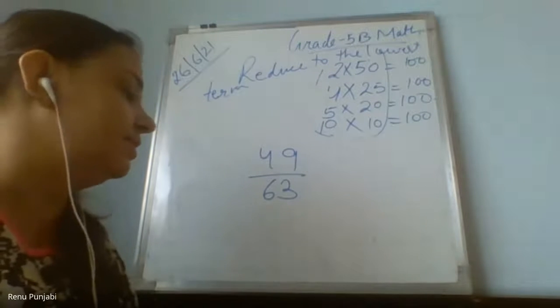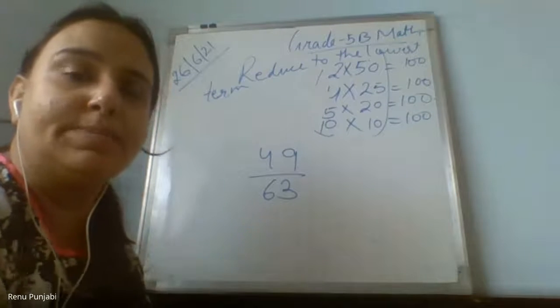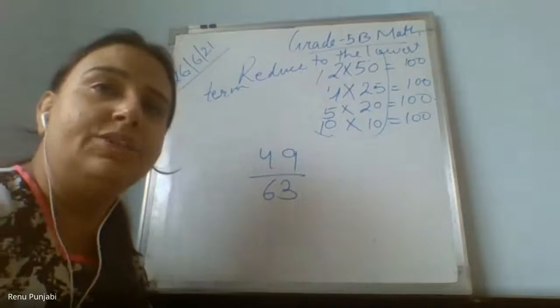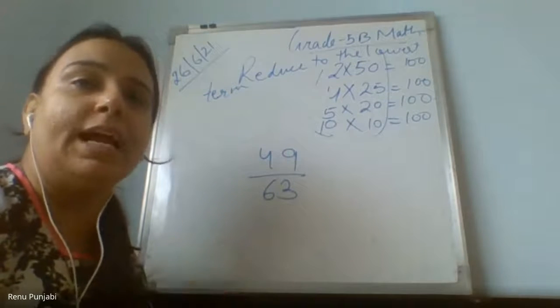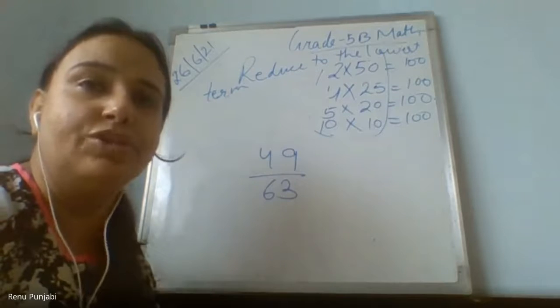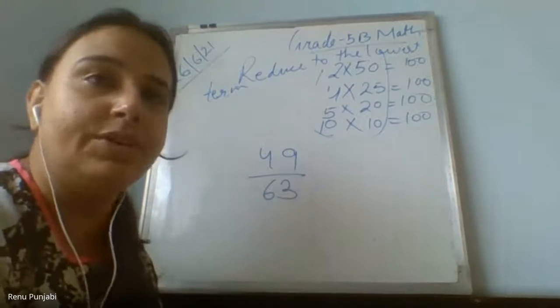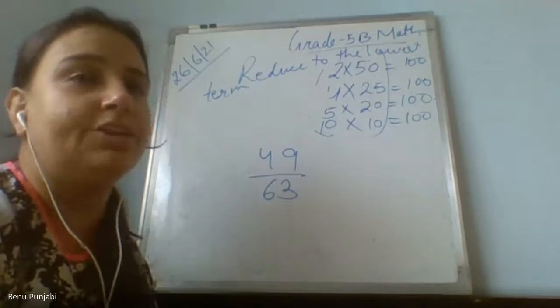49 upon 63. And children, I told you yesterday to make a spin top. Did any child make that? I am going to put it in the activity folder today, and it is compulsory for all of you to make this spin top, which is given on your page number. So I will make an activity folder. You have to make and attach your work there.